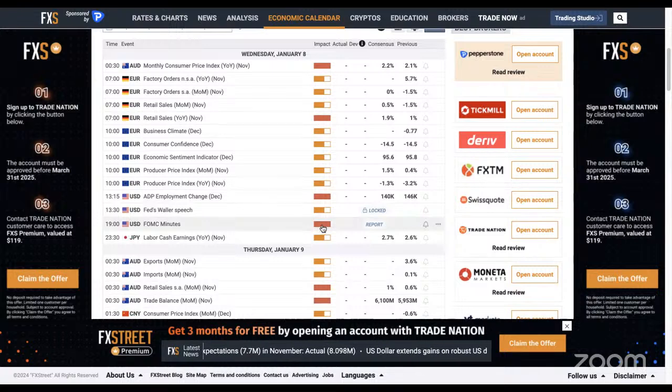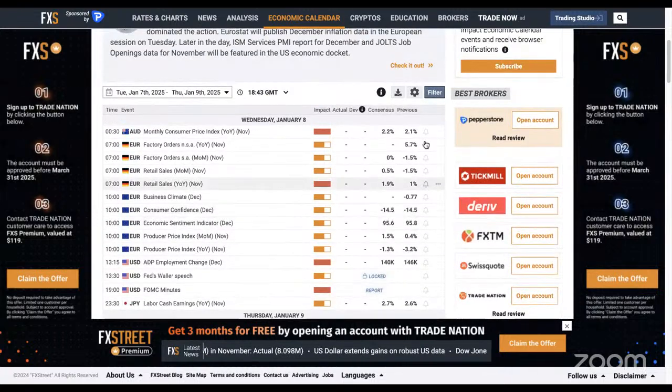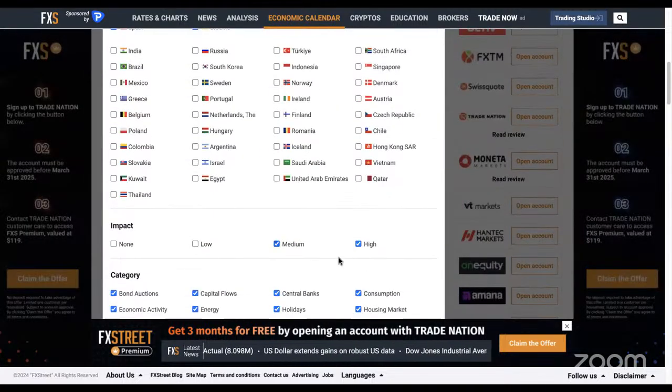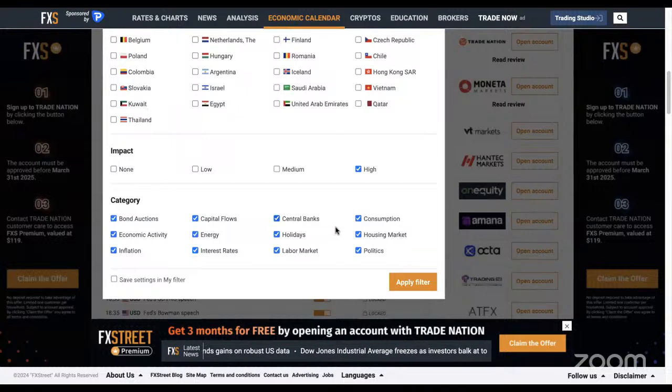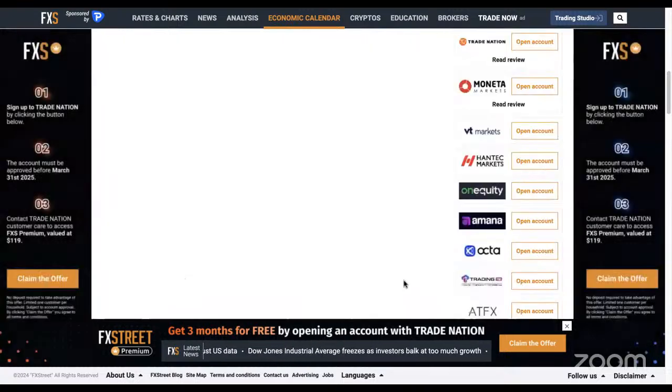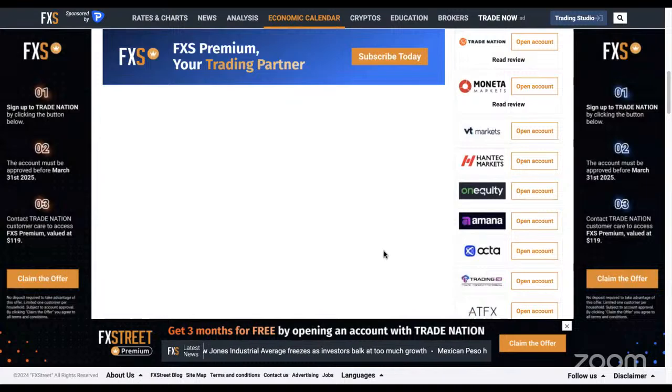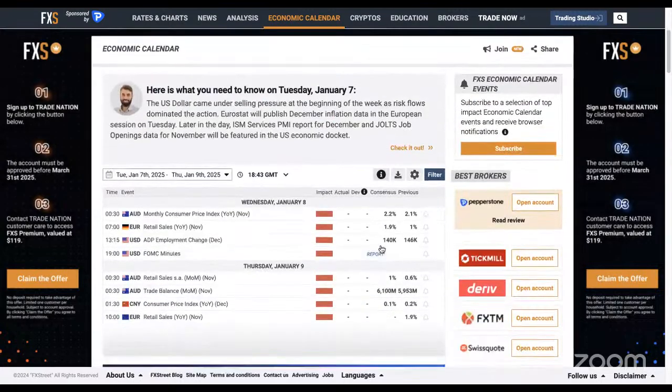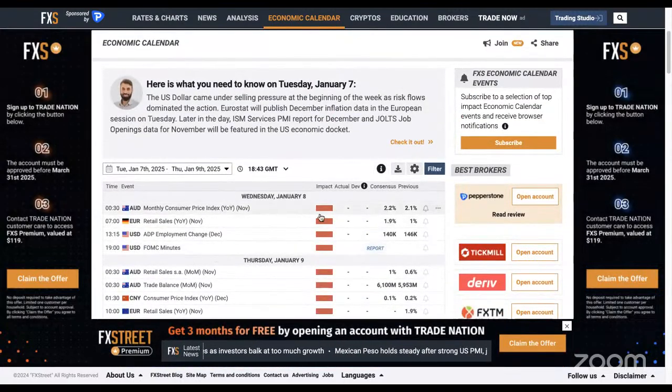Okay. FOMC tomorrow. So if I come back here, I want to check why am I still seeing the medium? I want just high impact. Apply. So it's supposed to reduce everything to a small, this is what I want. Red, red, red, red. So we're expecting AUD, we're expecting Euro, 7 a.m. We're expecting 1:35. This is GMT.